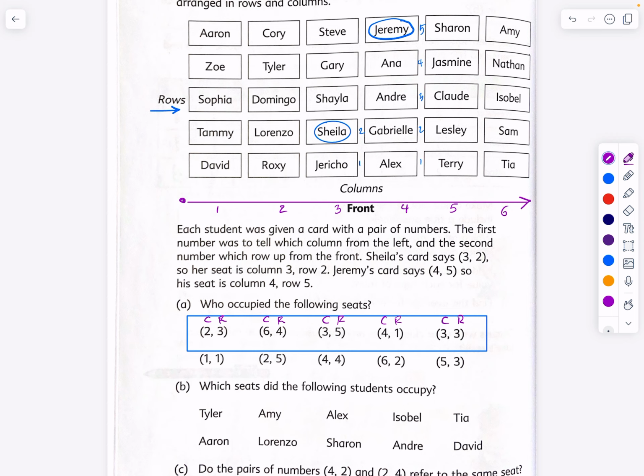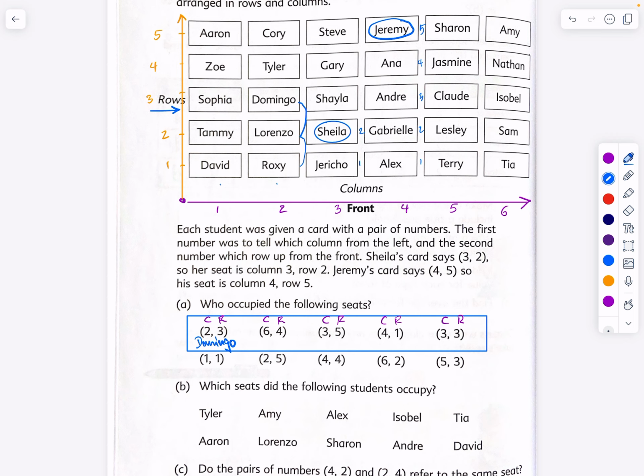Okay, and going up and down, right? Let's count our rows going up and down. First row, second row, third row, fourth row, and fifth row, right? Rows go horizontally, so we measure them on the vertical number line, and columns we measure on the horizontal number line. So let's try. 2, 3, so we go 1, 2, and up 1, 2, 3. So it is Domingo. Domingo is in 2, 3.